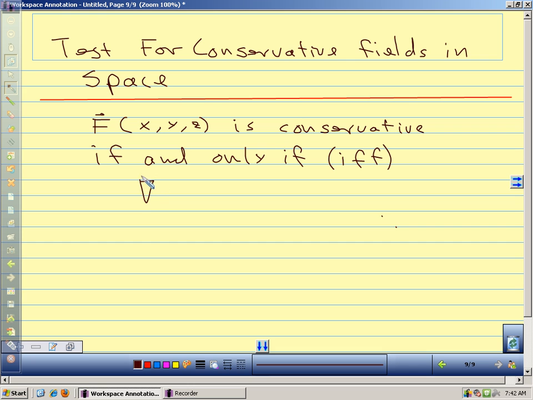If and only if the curl of F is 0. So if our curl is 0, then our vector field is conservative. And this is equivalent to the condition that gives us our curl equals 0: dP/dy equals dN/dz.